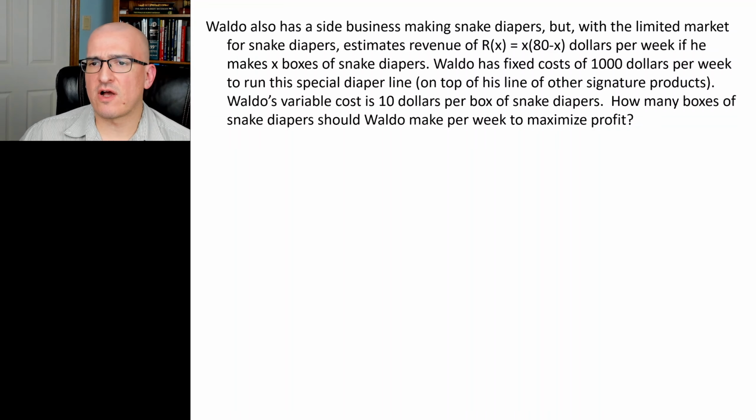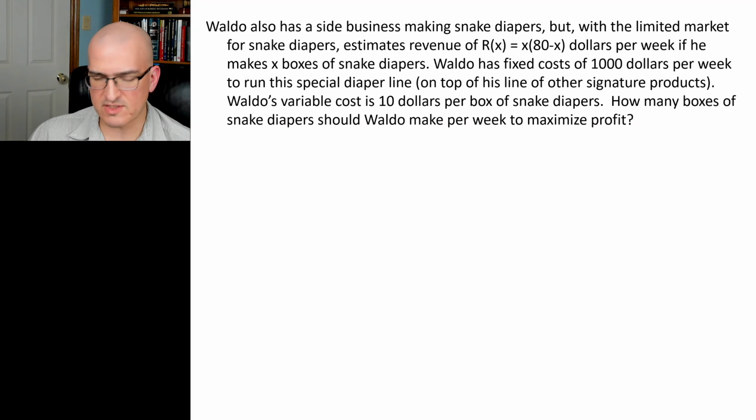Not X diapers, but X boxes of snake diapers. Waldo has fixed costs of $1,000 per week to run this special diaper line on top of his other signature products. Who knows what those horrifying things are. Waldo's variable cost is $10 per box of diapers. How many boxes of snake diapers should Waldo make per week to maximize profit? If this was a real problem, the answer would be 0. There is no market for snake diapers. But this is a math problem. It's not constructed to be real. It's constructed to give nice numbers.